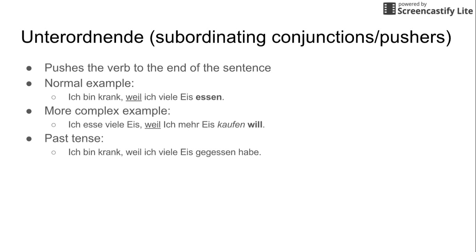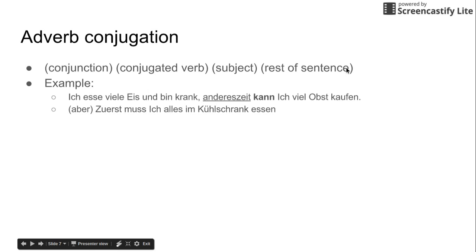And then we have the adverb conjunctions, and they're actually adverbs and therefore take position 1. Basically, you put the adverb conjunction and then the conjugated verb and then the subject of the thought. For example, andererseits kann ich viel Obst kaufen. On the other hand, comma, I can buy more fruit. And the other example, zuerst muss ich alles im Kühlschrank essen. But first, comma, I must eat everything in my fridge.